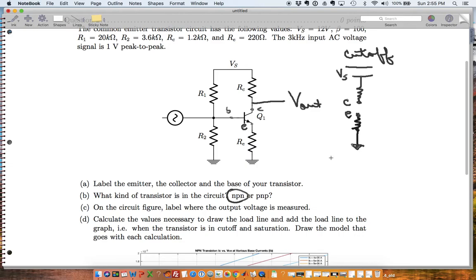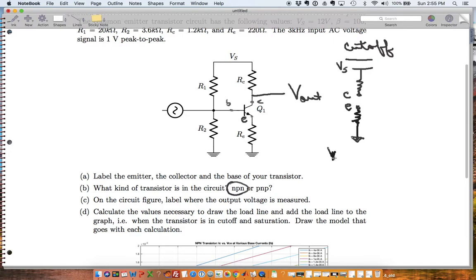Okay, so looking at this, my VCE is just going to be my VC minus VE. And that's equal to 15 volts minus 0 volts. So notice 15 volts because C is connected to VS and there's no connection between C and E, so no current can flow. So I don't have a voltage drop across here. I can't because there's nowhere for the current to flow, so there's no voltage drop.